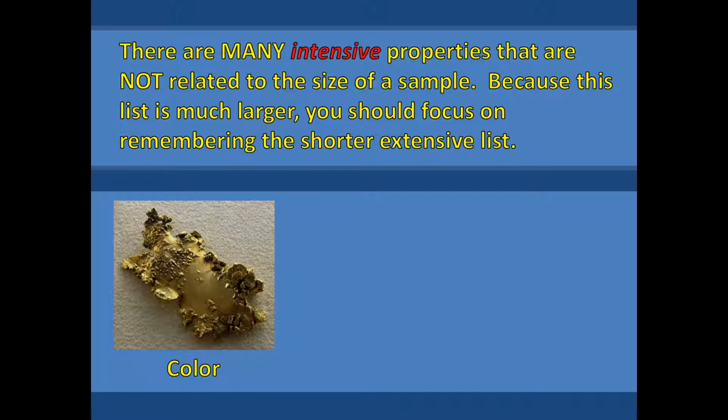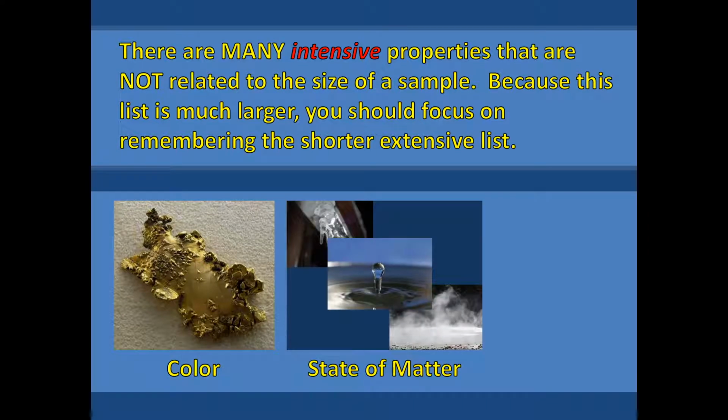Color. Gold has a gold color. If you were to remove some of the gold off of it, it'll still have a gold color. State of matter. If I had a glass of liquid water and I spilt some of it, I still have water. It's still liquid. So it doesn't change on size.